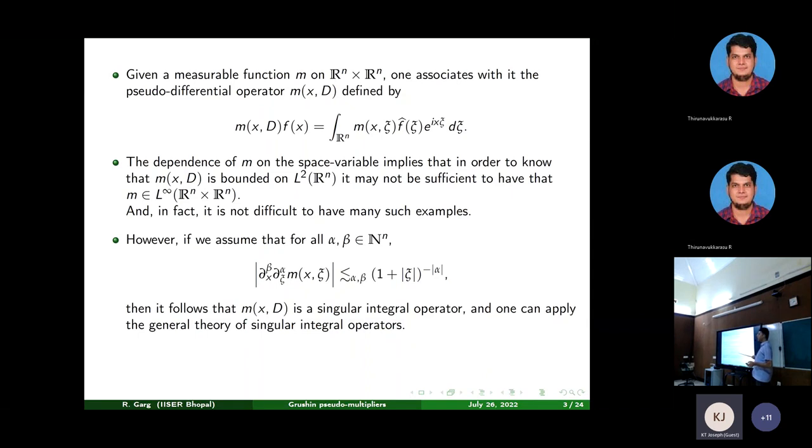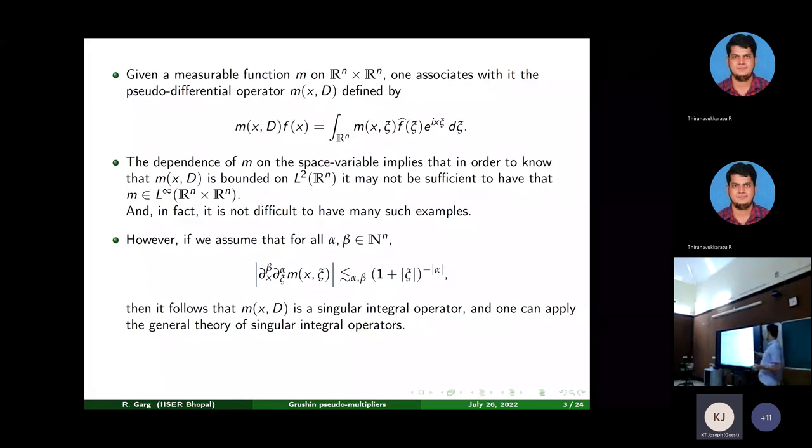to disallow singularity at zero. There are examples where, even if you are taking this kind of decay condition at infinity but are allowing growth at zero, then you don't get even L^2 boundedness. So this is the notion that they use, homogeneous or non-homogeneous. So we are taking symbols which are non-homogeneous in nature.